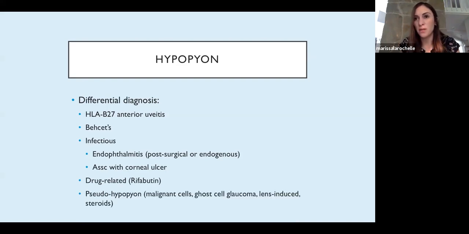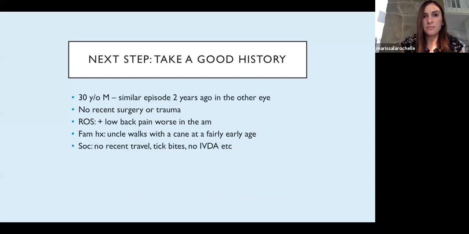A pseudohypopyon. So we said that that layering was of white blood cells. Maybe they're not actually white blood cells, but they could be malignant cells. They could be ghost cells causing ghost cell glaucoma or lens-induced glaucoma, or steroids. Maybe someone was trying to do a subtenon Kenalog injection and accidentally injected inside the eye, and then the steroids can precipitate out and look like a hypopyon. So take a good history.